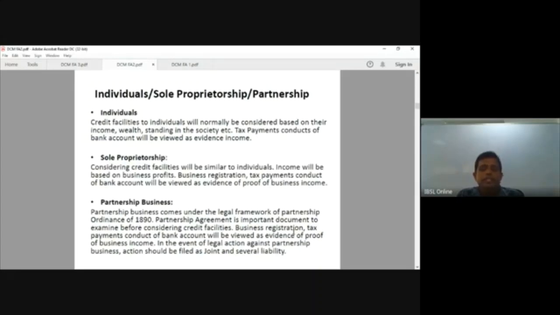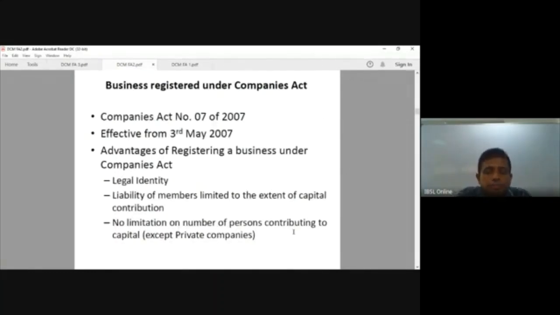Then business registration, tax payment, conduct of bank account, and if you take legal action against the partnership, you cannot take legal actions against the partnership, because since there is no legal entity, every action should be taken against the partners instead of taking actions against the partnership, right? Then the next category is the companies.